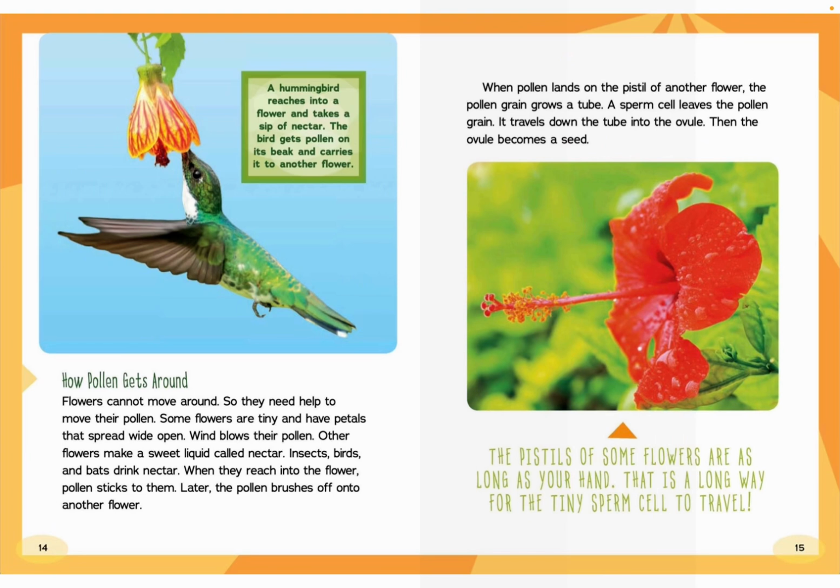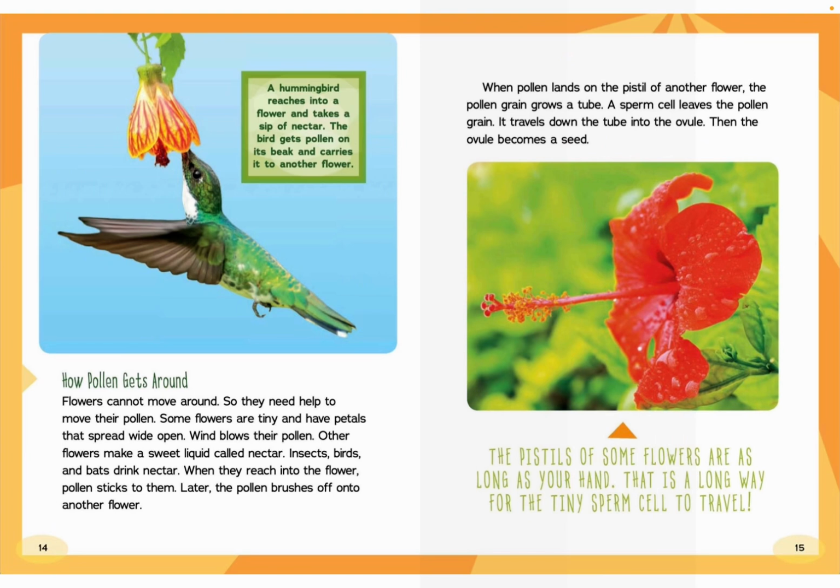A flower cannot move around, so it needs help moving its pollen. Some flowers are tiny and have petals that spread wide open. Wind blows their pollen. Other flowers make a sweet liquid called nectar. Insects, birds, and bats drink nectar. When they reach into the flower, pollen sticks to them. Later, the pollen brushes off into another flower.